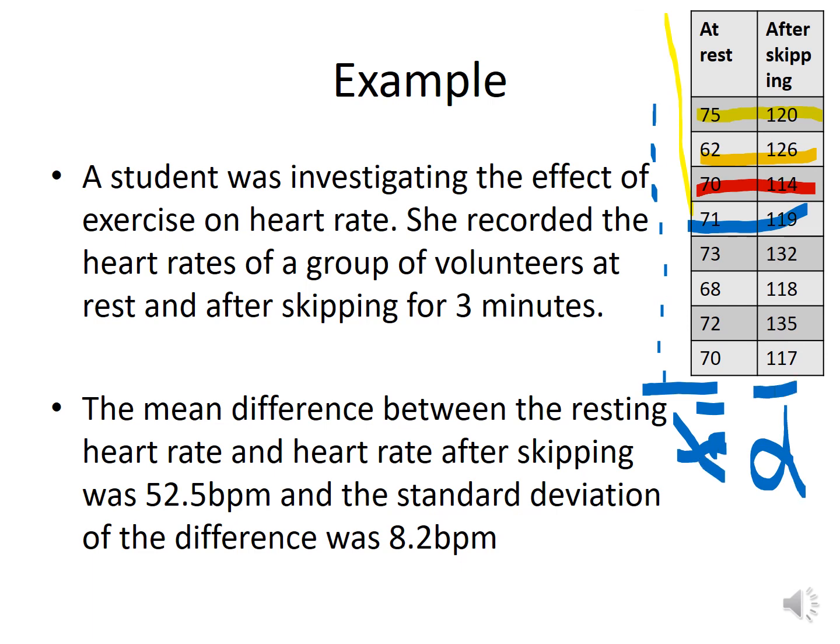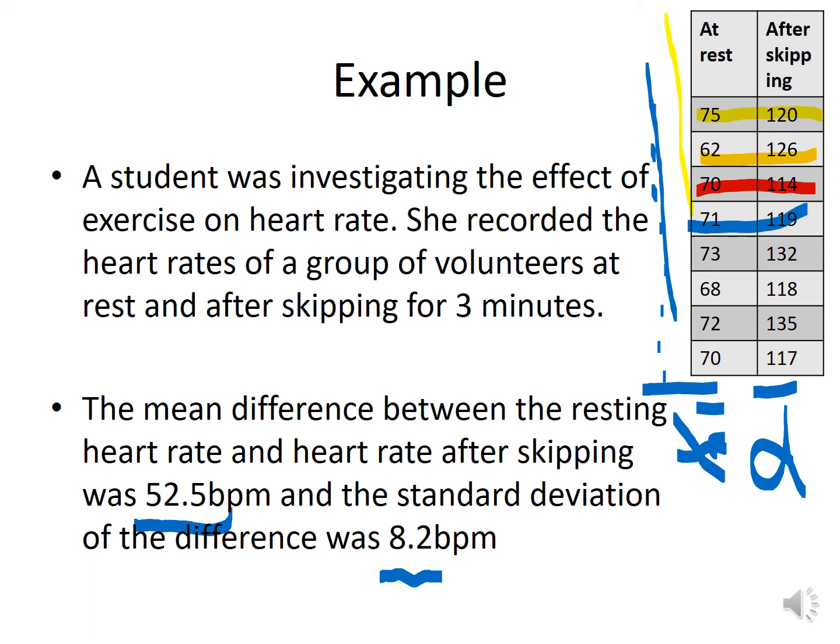Okay, so a student was investigating the effect of exercise on heart rate. She recorded the heart rates of a group of volunteers at rest and after skipping for 3 minutes. So the mean difference between the resting heart rate and the heart rate after skipping was 52.5 beats per minute. Now, if you want to, you can work those out and see if you get the same value. And the standard deviation of the difference was 8.2. So in other words, this value varied by 8.2. So 8.2 up, 8.2 down, if you're doing one standard deviation, for example.